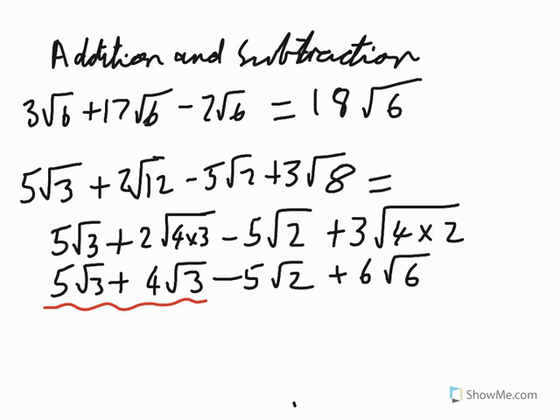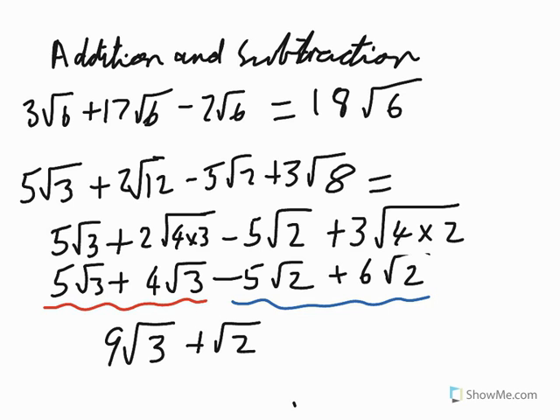I made a bit of a mistake here. I've written around the wrong thing there. It's 6 root 2, not 6 root 6. So now it's like adding together like terms, so we can collect our like terms, so to speak. We've got 5 root 3 and 4 root 3, so that's 9 lots of root 3. We've got negative 5 lots of root 2, then we add 6 lots, so that's plus 1 lot of root 2. So that's addition and subtraction. Just got to remember, they've got to be the same. Alright, multiplication.